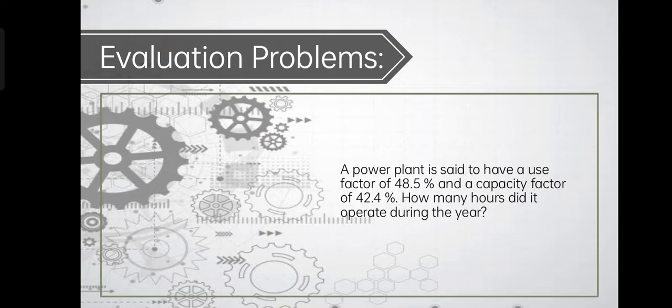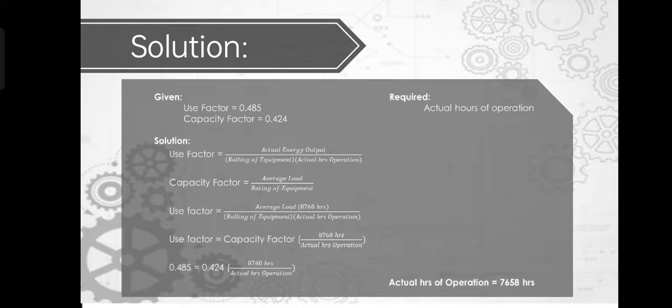So for the evaluation problems, a power plant is said to have a use factor of 48.5% and a capacity factor of 42.4%. How many hours did it operate during the year? So in finding the actual hours of operation, the givens are: use factor is equal to 0.485 and capacity factor is equal to 0.424.